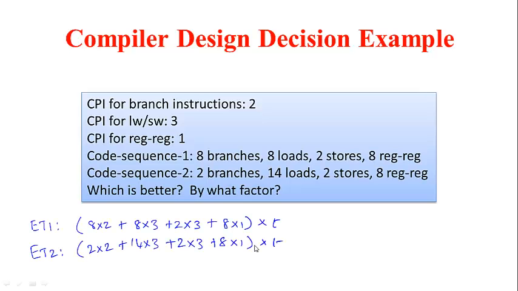You can use the same computer performance equation to determine that the execution time in the first case would be as given here, and the execution time in the second case would be as given by the second equation here. So the first option is faster by a factor of 10 over 9.